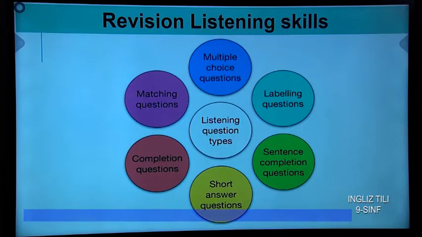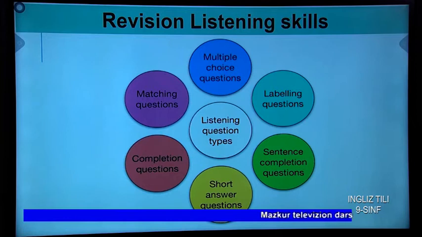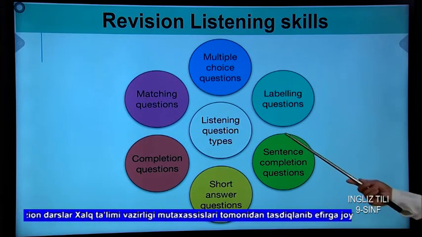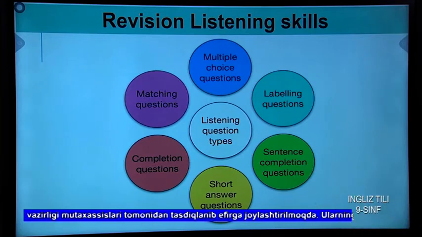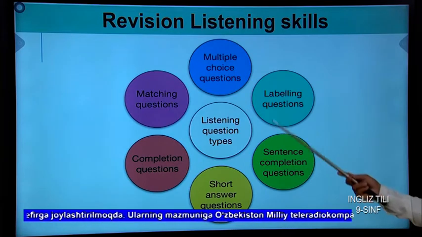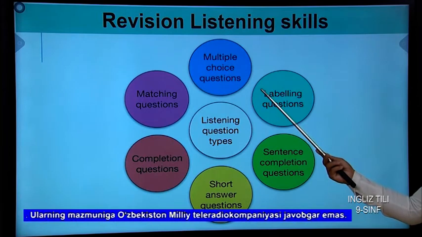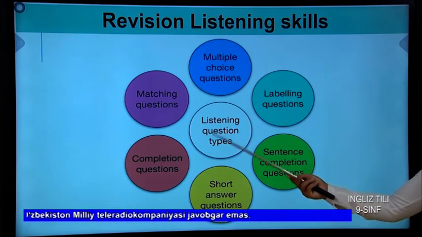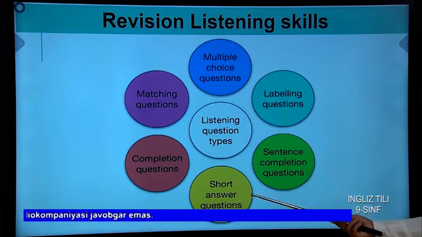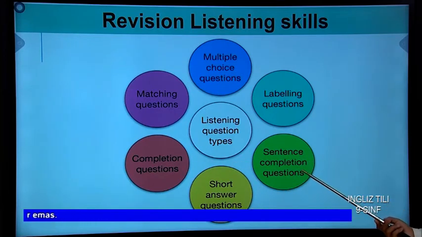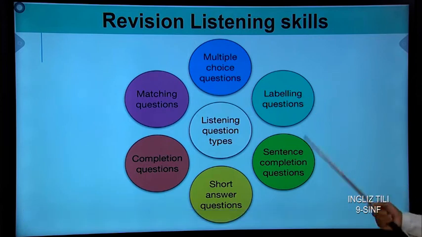Now, before starting our lesson, we'll revise our listening task. As you remember, in our previous lesson I explained listening strategies, yes? Here, you may see listening question types. How many listening question types do you remember? Okay, yes, great. Now let's revise. It was multiple choice questions, matching questions, completion questions, short answer questions, sentence completion questions, and the last one, labeling questions. I hope you have learned all these rules.